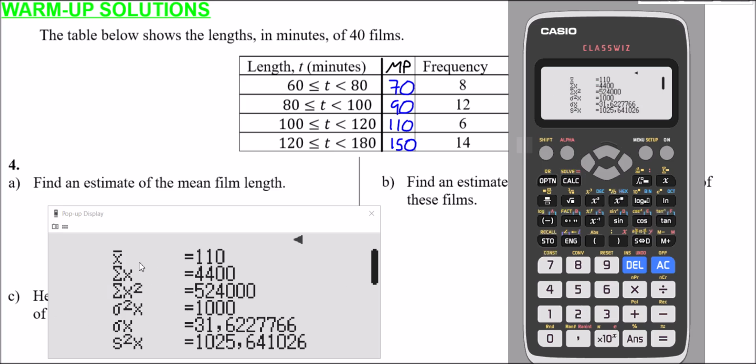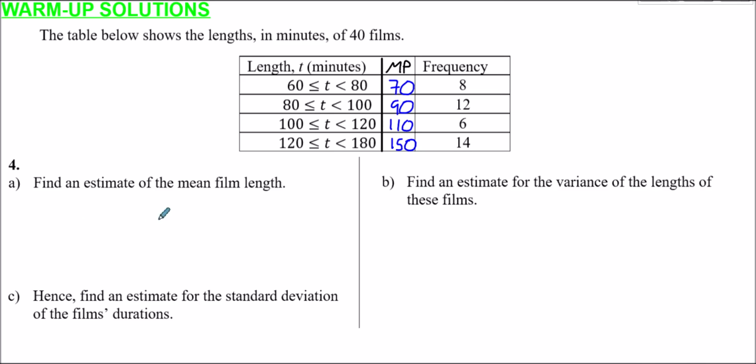And so we have here an estimate of the mean film length, which is x bar. And so an estimate of the mean film length is 110 minutes. Try and check as well if that answer makes sense. 110 is nearly 2 hours, so would an average film length be an hour and 50? I think it would be, potentially.